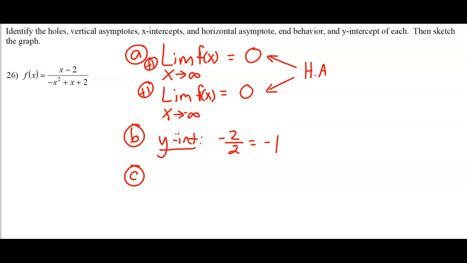Now, part C, I'm not going to ask you to actually factor, but you need to know how to factor these. The top doesn't factor. The bottom does, though. First of all, I would take a -1 out, and I would encourage you to do the same. If there's a negative in the front, factor that out first.